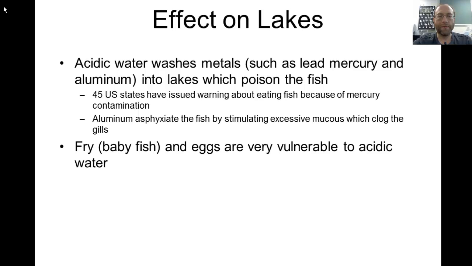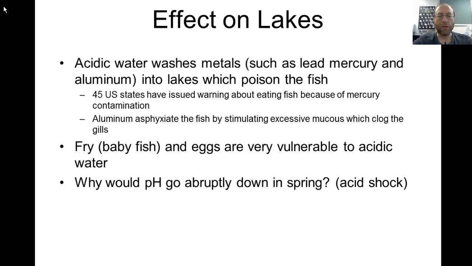Fry, which is another name for baby fish, and eggs are very vulnerable to acidic water. So what happens is that when the acidity goes up in a lake due to acid precipitation, all the eggs and the fry die. So you end up with first just adult fish, which then eventually all die, and then you'll end up with crystal clear waters of a lake with no fish living in those lakes.